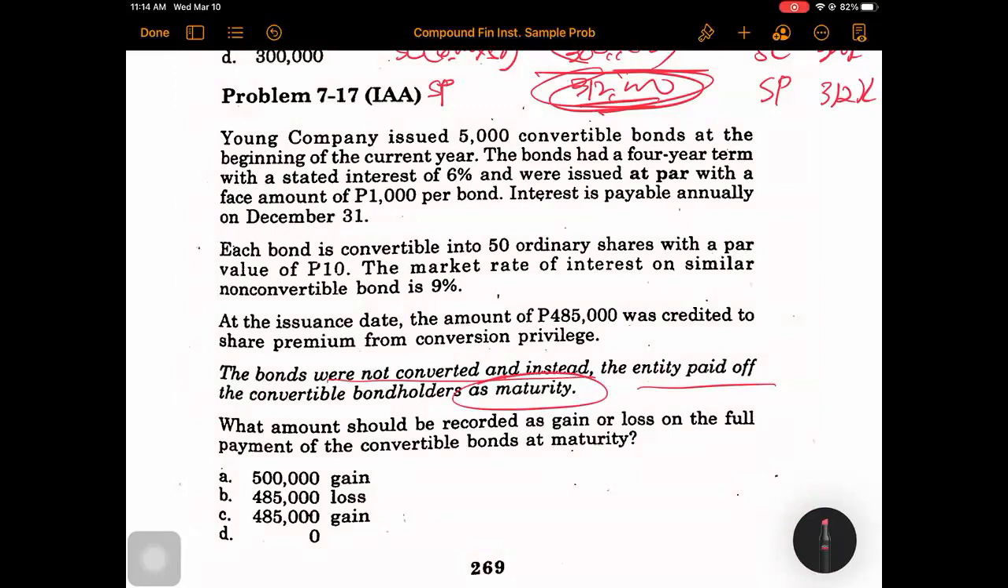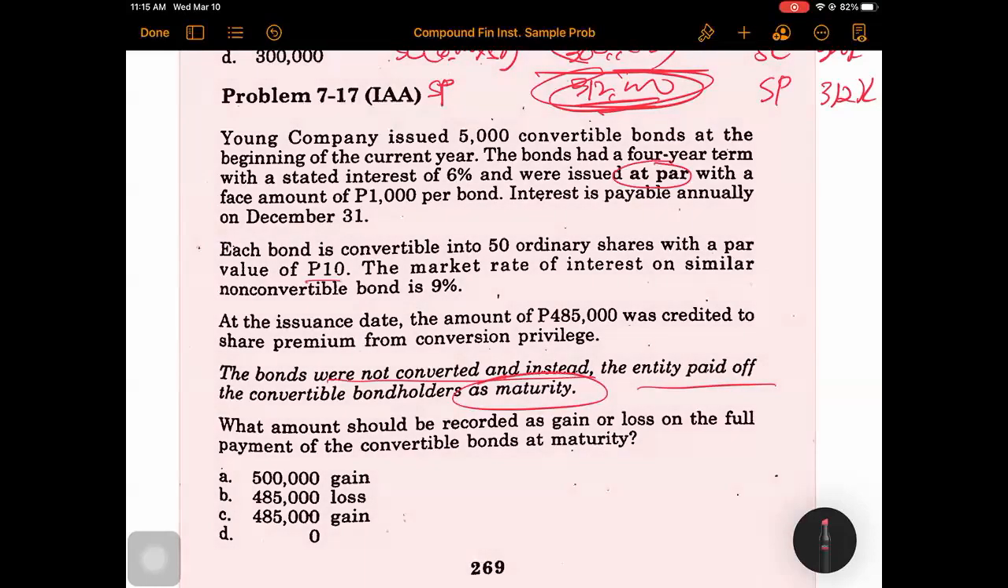Young company issued 5,000 convertible bonds at the beginning of the current year. The bonds had a 4-year term with a stated interest rate of 6% and were issued at par with a face amount of 1,000 pesos per bond. Interest is payable annually on December 31. Each bond is convertible into 50 ordinary shares with par value of 10.